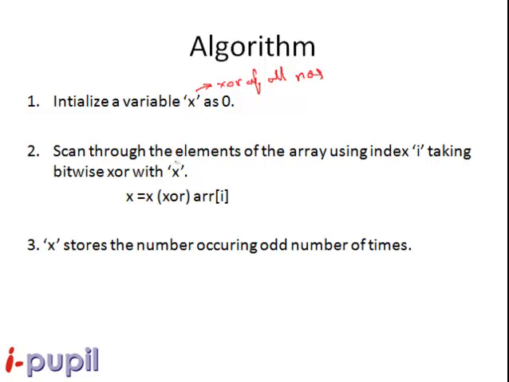We start scanning through all the elements of the array using index i, taking bitwise XOR with x. So x is equal to x XOR the ith element of the array. As we can see, after all these iterations are performed in order of n time, x will store the XOR of all elements.